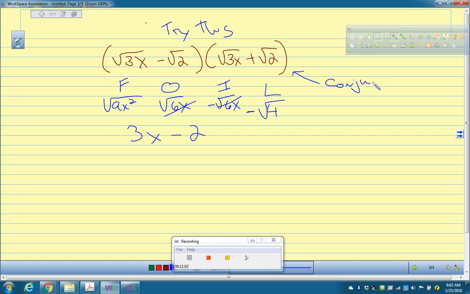Conjugates, and we talked about this. Remember when we did a plus b times a minus b? The middle terms disappear. So if one is plus and one is minus, the middle terms disappear. But what's nice about radicals, if these are both radicals, is that not only does it make the middle terms disappear, it also makes the square root signs disappear, which is kind of nice sometimes.